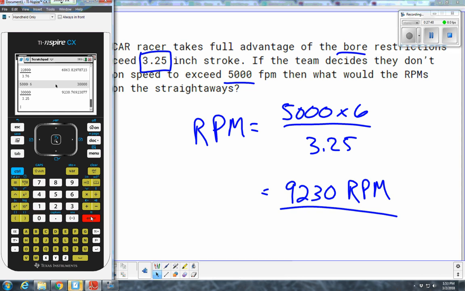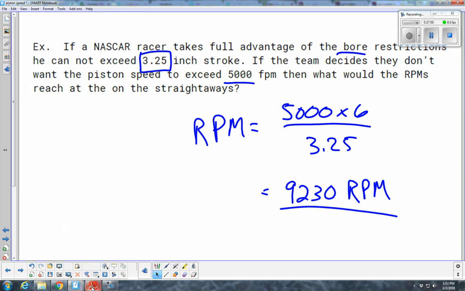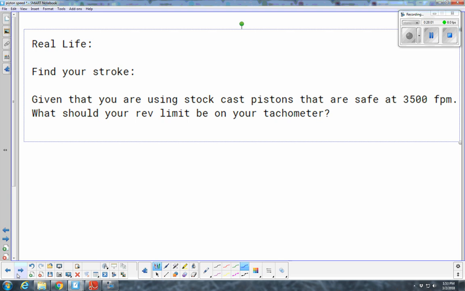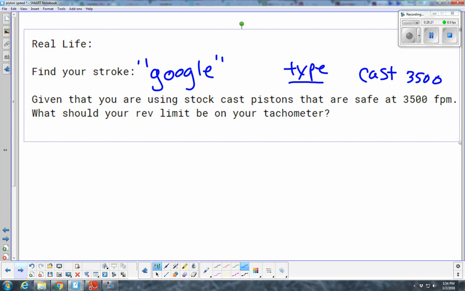Okay, last problem is all for you. Real life situation. What you need to do is Google your stroke and find out how long it is. If you can find the type of piston, that's even better, but if not, that's okay. Just use a cast piston, because it's probably a cast piston, which has a limit of 3,500, just in case you forgot. Use that information and find out what your rev limit should be on that tachometer. Like, where is your real red line? Where should you not go beyond? Find that stroke and work backward, just like the last two examples, to stay within this limit and find out what that red line is.